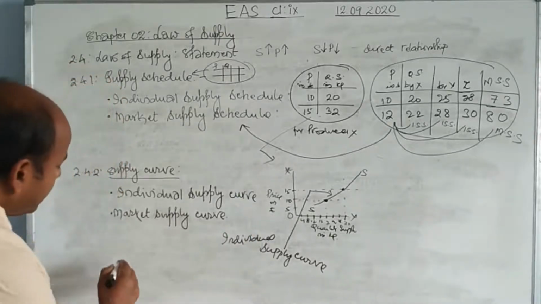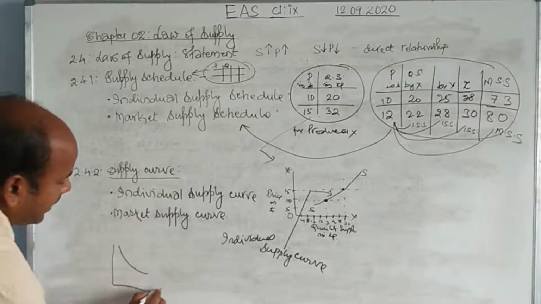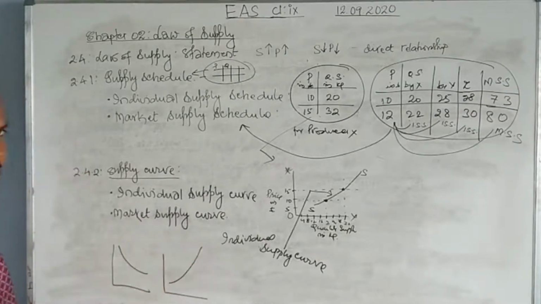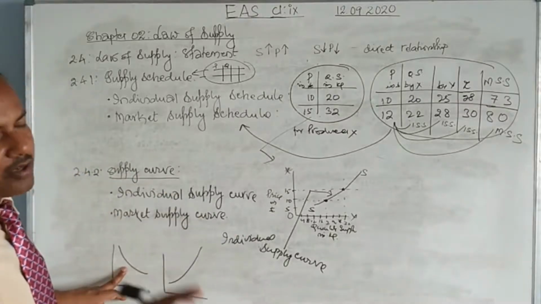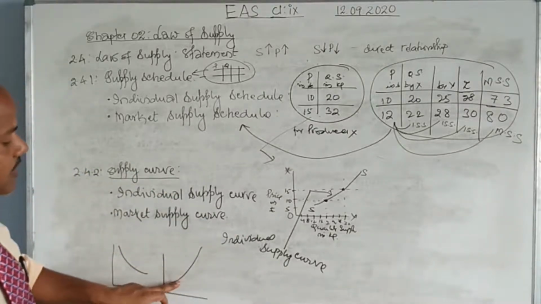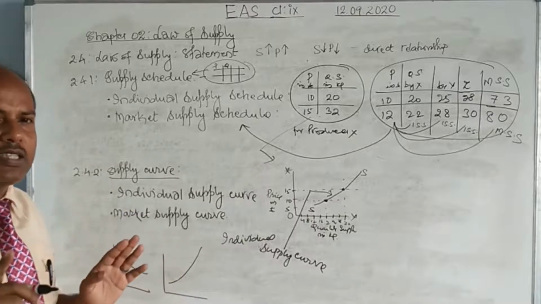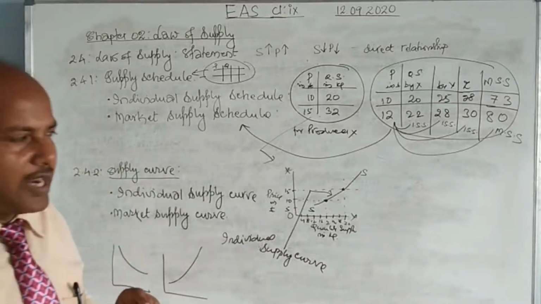Remember, this was the shape of a demand curve and this is the shape of a supply curve. The demand curve is always downward sloping. It must slope downward. The supply curve is always upward sloping. This difference you must clearly understand.